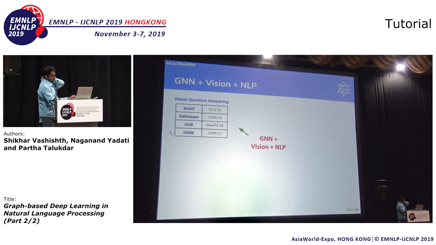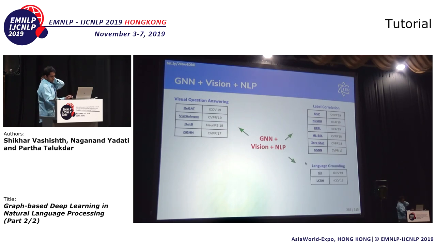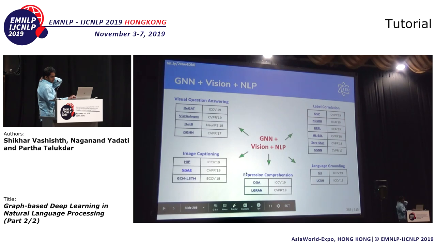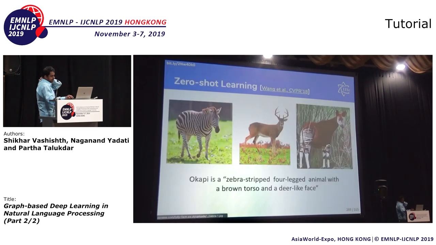One line of work looks at visual question answering, CVPR 19 and NeurIPS 18. And then, as we discussed for knowledge graphs, we have label correlation, which is popular in the vision community. Very recently in ICCV 19, we have language grounding and expression comprehension. Research has also used graph neural nets for image captioning.